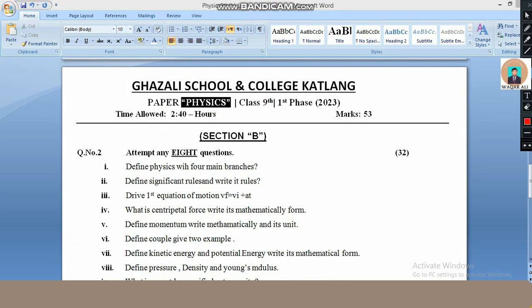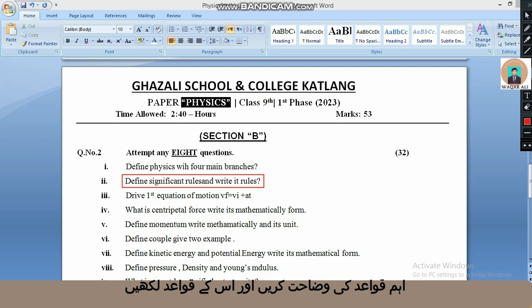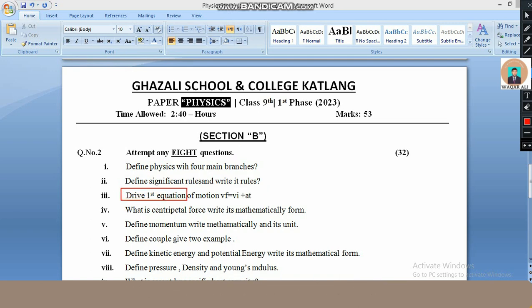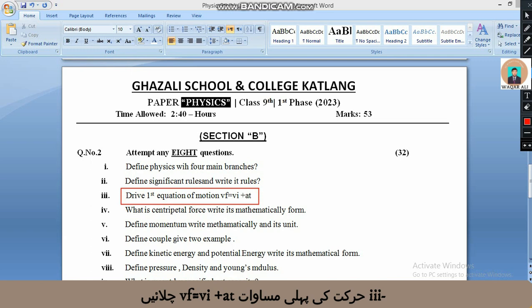Section B. Q. Number 2. Attempt any 8 questions. 1. Define physics. Write 4 main branches. 2. Define significant figures and write its rules. 3. Derive first equation of motion: Vf = Vi + at.